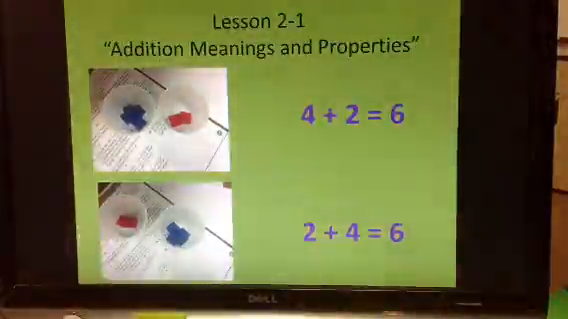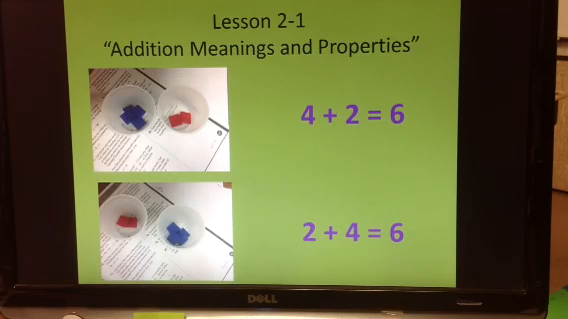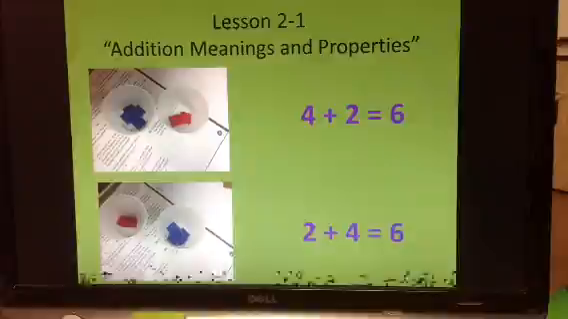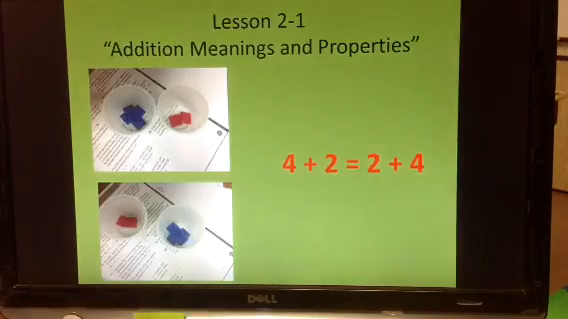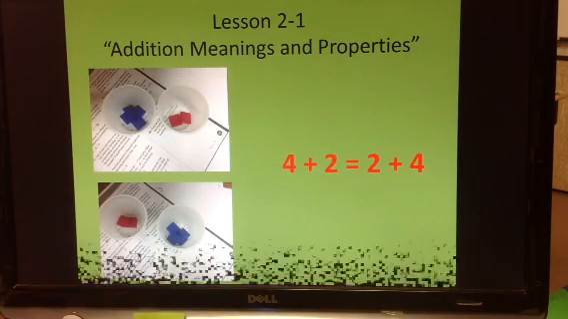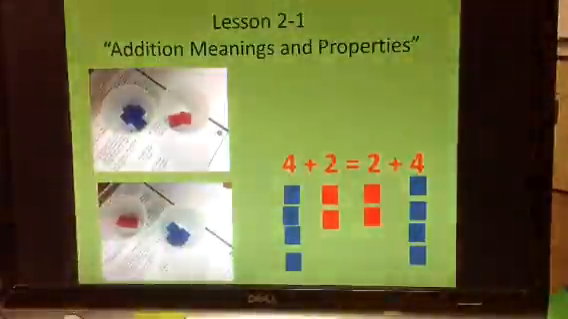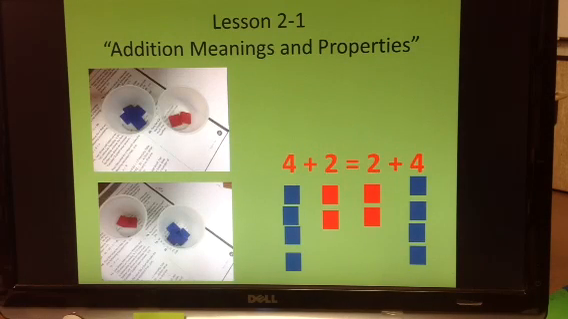So we know now that 4 plus 2 equals 6, and we also know that 2 plus 4 equals 6. You can move the numbers around as long as you don't add or subtract any, and it adds up to the same. 4 plus 2 equals 2 plus 4. This is another way you might see that written. Here it is with counters. 4 counters plus 2 counters is the same as, is equal to, 2 counters plus 4 counters.